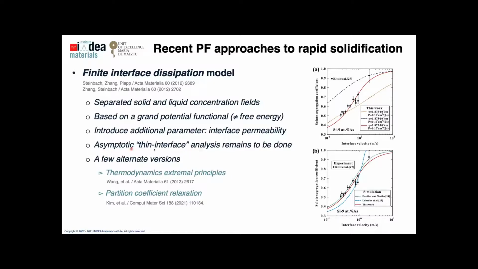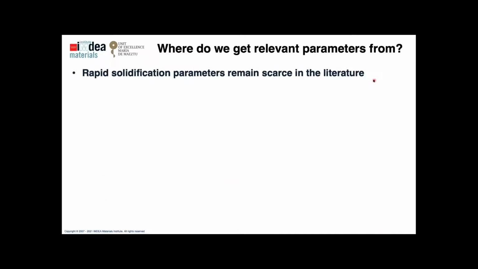And then you have this thin interface asymptotics that remains to be done for this type of models. And you have a couple of alternate versions that try to tackle this problem of permeability, for instance, using a relaxation of the partition coefficient or extremal principles in non-equilibrium thermodynamics. But essentially, when you look at solute segregation coefficient versus velocity, this model is capable of catching the solute trapping up to almost complete solute trapping. So, all right, very well.